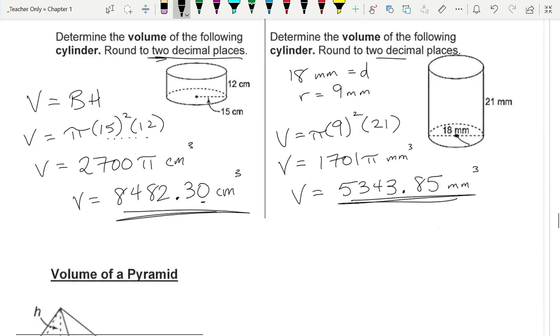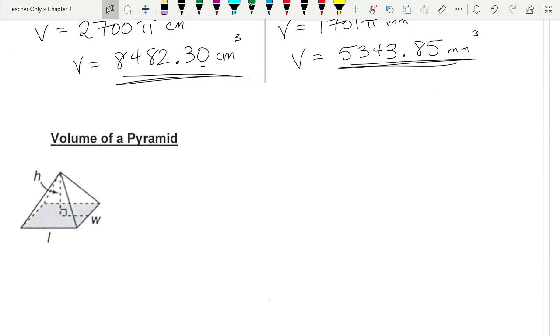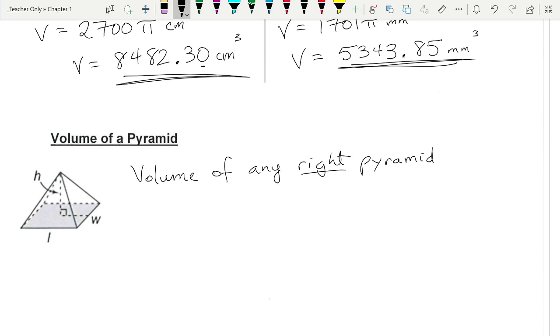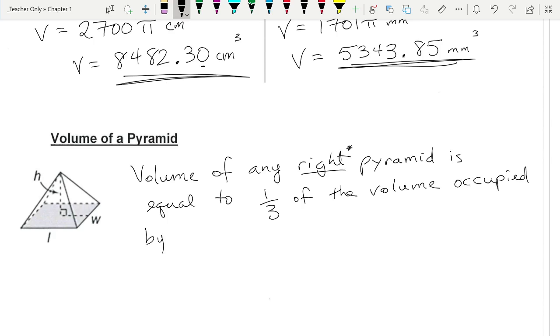And pyramids have a neat little rule to them. And here's how the rule works. The volume of any right pyramid, I'll talk about what that means in a second, I'll put a little asterisk by it, is equal to 1/3 of the volume occupied by a prism with the same base.